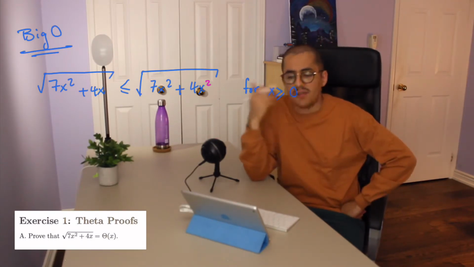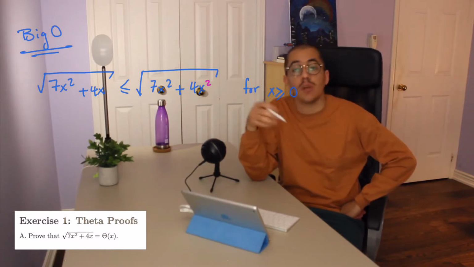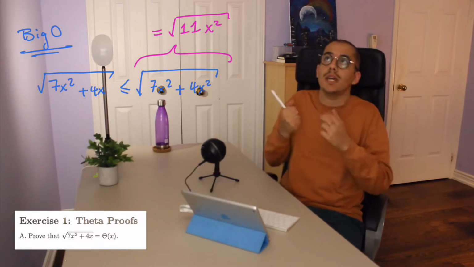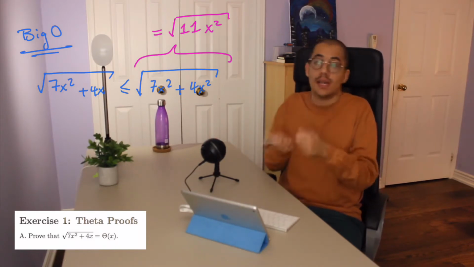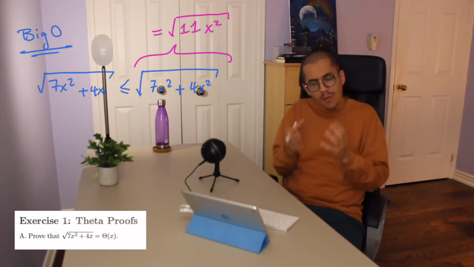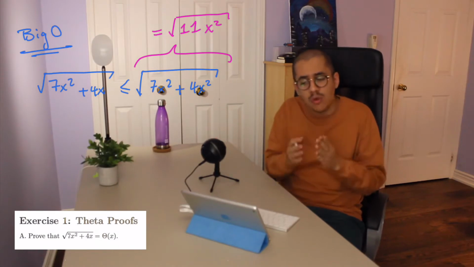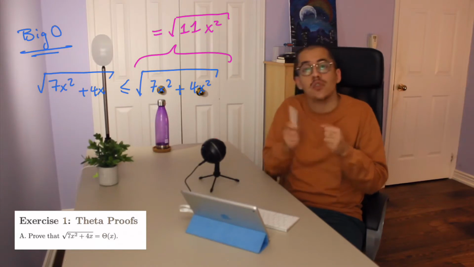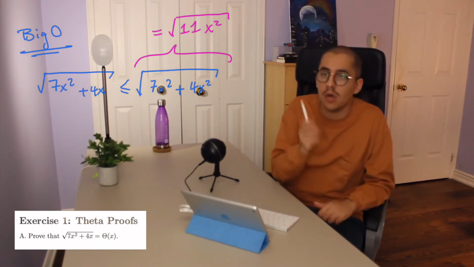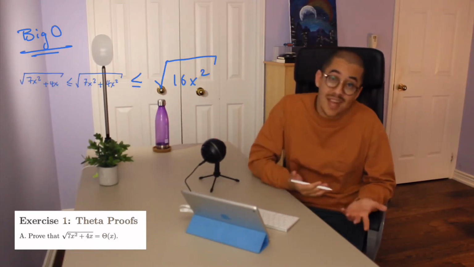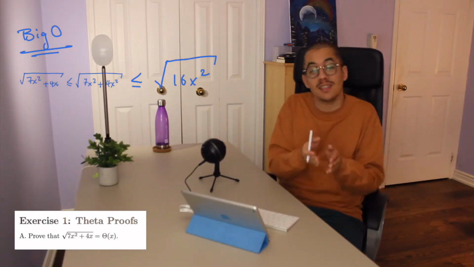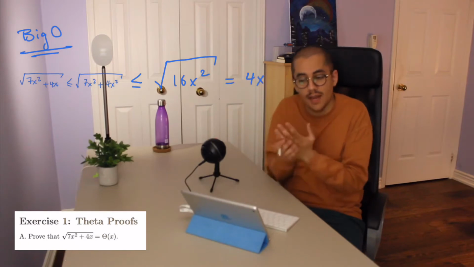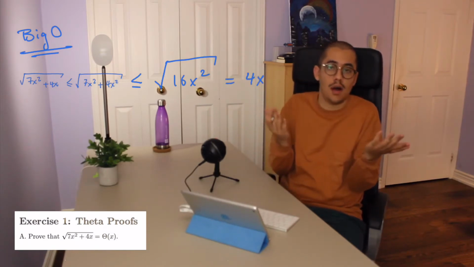And then after that, now we have 7x squared plus 4x squared. Well, what is that? That's 11x squared. How can we, again, make this larger and at the same time simplify it? How about we say that square root of 11x squared is smaller than or equal to square root of 16x squared. Why am I doing that? Well, because that way I can get the square root of 16 and x squared, which equals 4x. And we've just got rid of the square root.